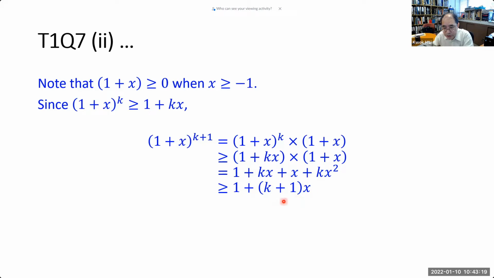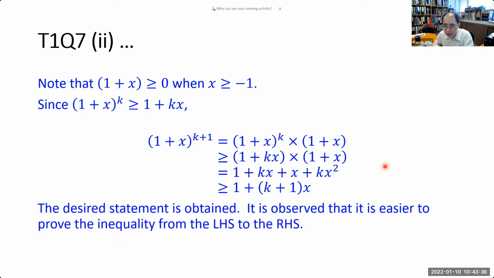The first 3 terms, you group them together, and you get something like that, which is exactly the one we want to prove on the last page. So from here, we see that we have found the answer. For this one, maybe it's easier to prove the inequality from the left-hand side to the right-hand side, but sometimes it's not true, and you go from the right-hand side to the left-hand side.